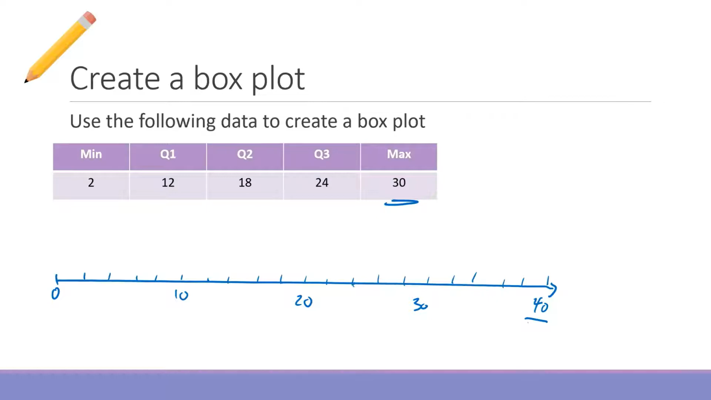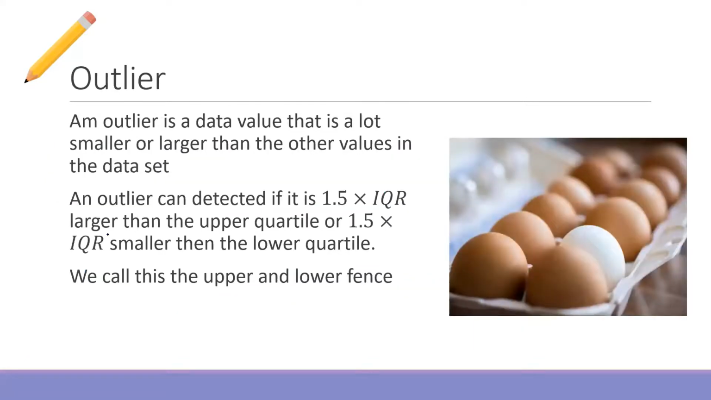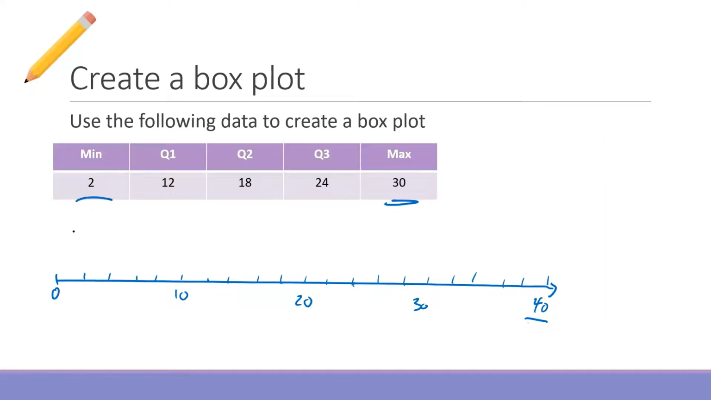What I usually do is I draw 5 lines. The first line I'm going to draw is at 2. The 2 is here. Then I draw a line at 12. 12 is here. Then I draw a line at 18. 18 is here. Then I draw a line here at 24, 20, 22, 24. And then I draw one more line at 30, which is 24, 26, 28, 30 here. And I've got 5 lines.